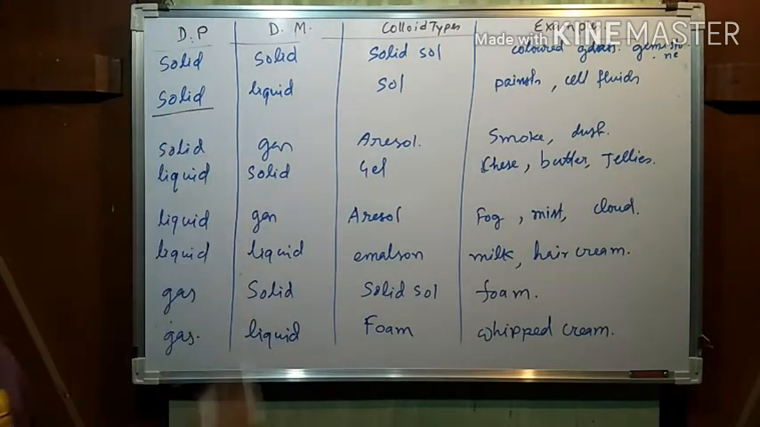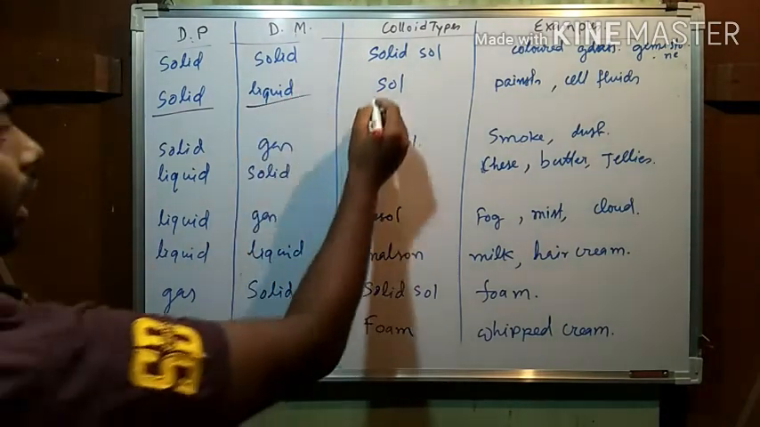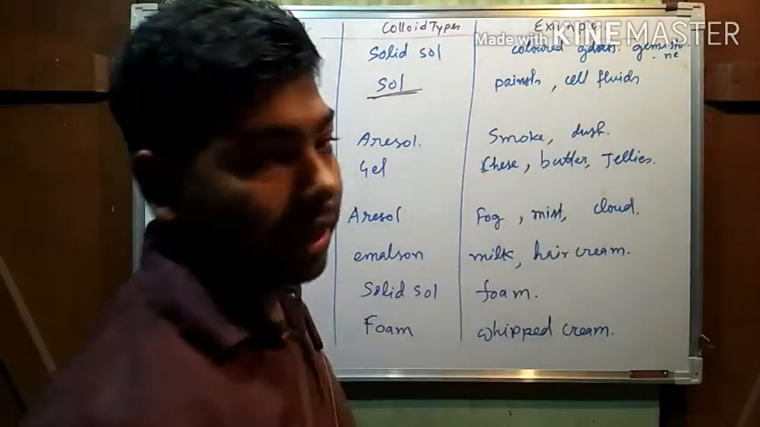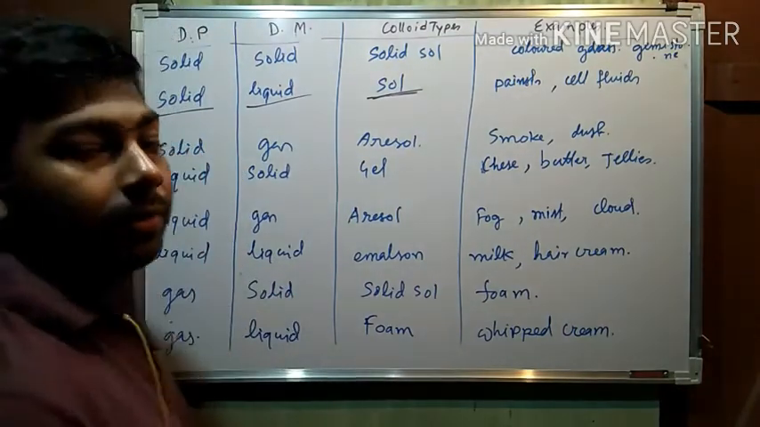Second, when the dispersed phase is solid and dispersion medium is liquid, then this is known as sol, only sol. The examples are paint and cell fluid. Cell fluid means cytoplasm.